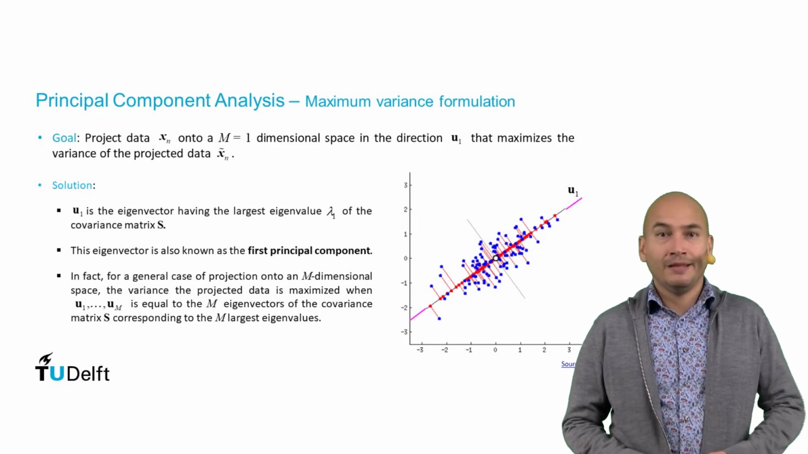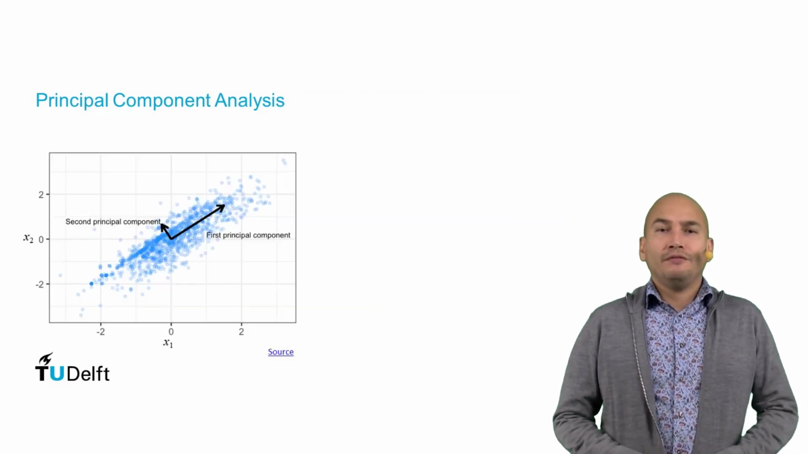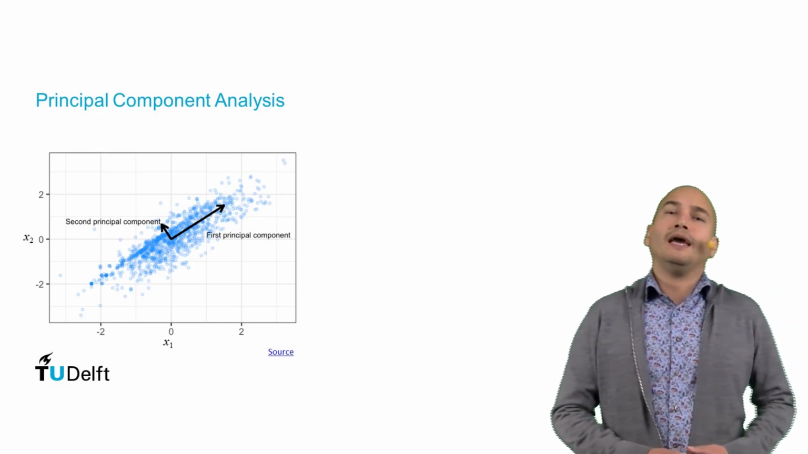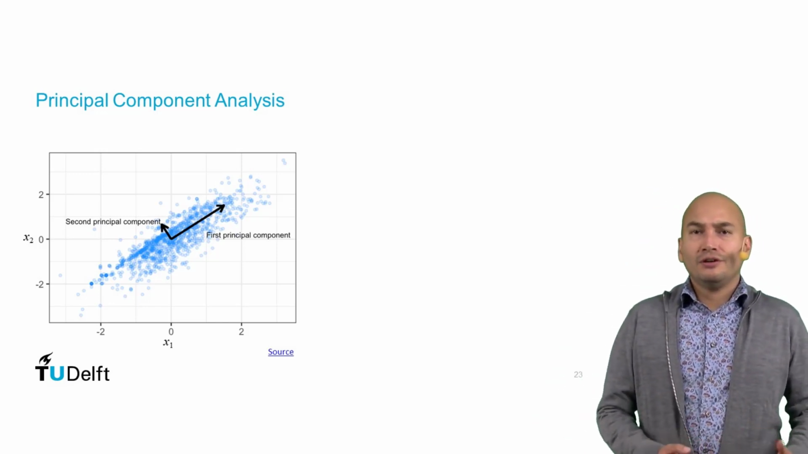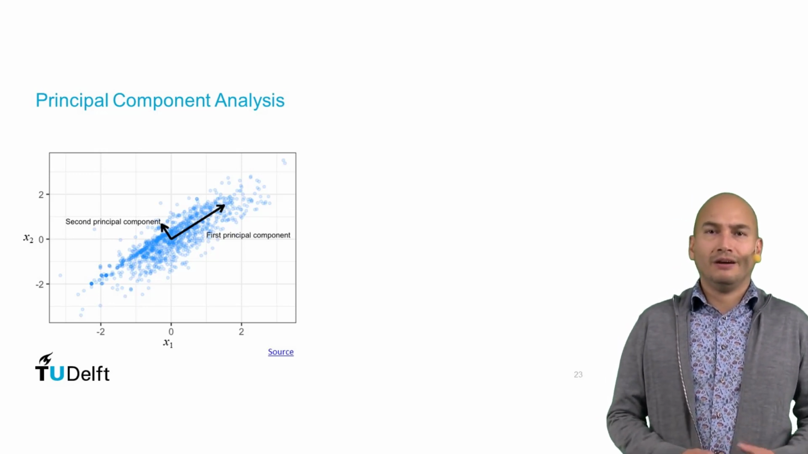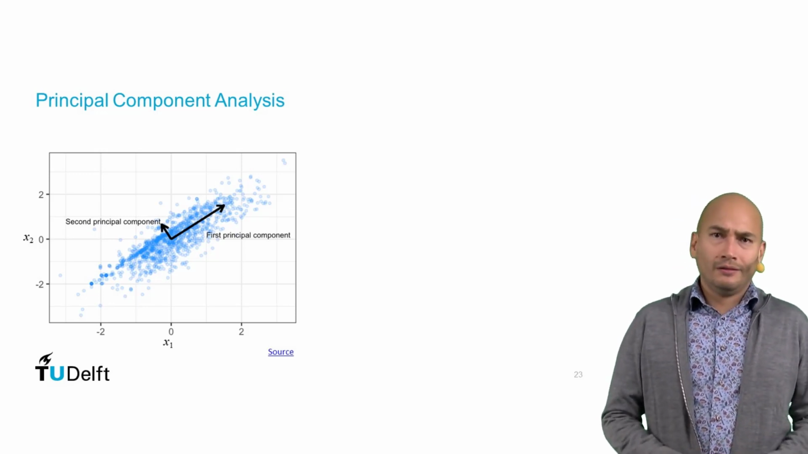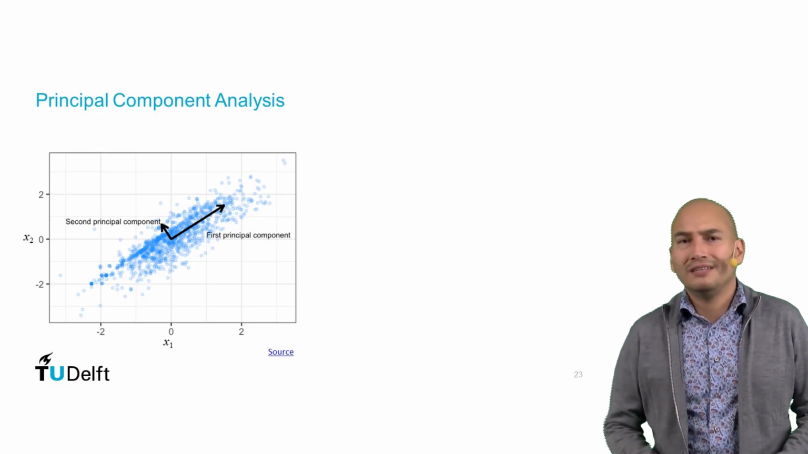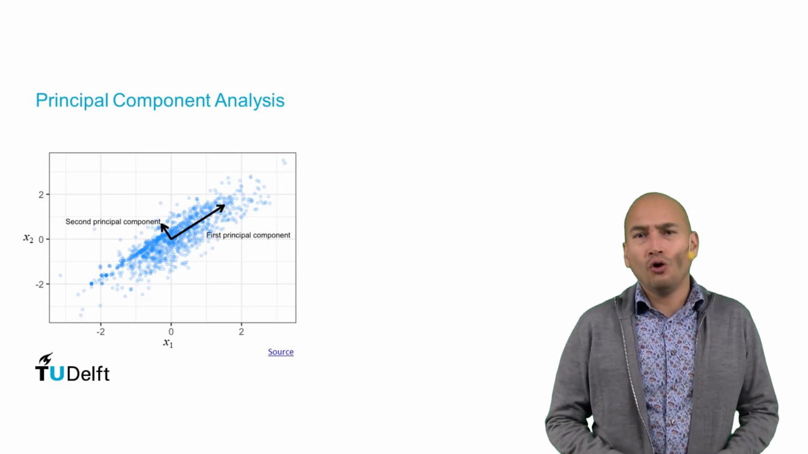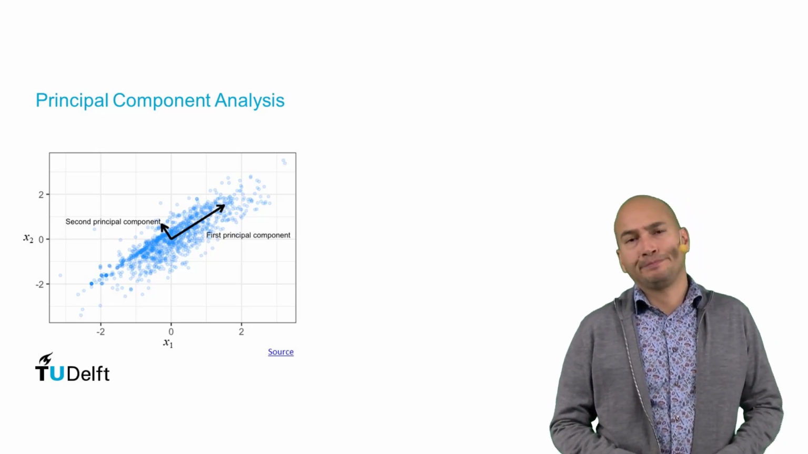Here we see an example of the first principal component and the second principal component from PCA. We can observe how the first principal component captures the largest variations in the data, while the second principal component captures the second largest variation of the data, and in a direction that is orthogonal to the first principal component.